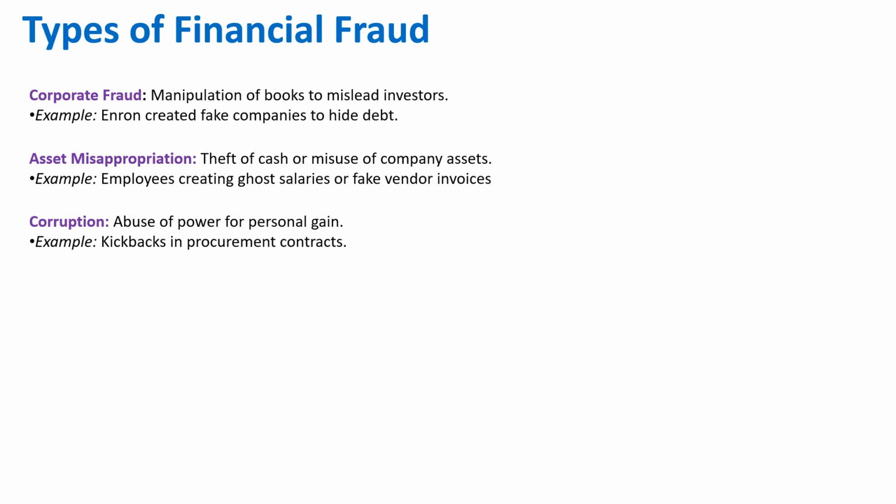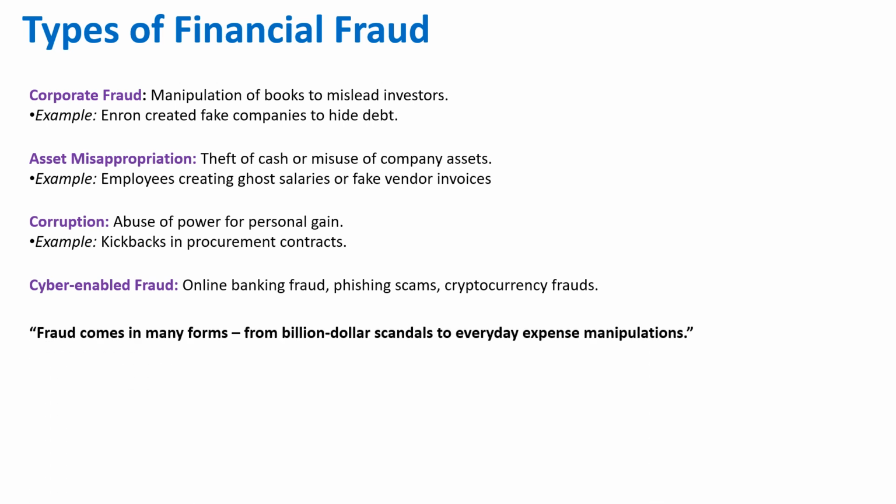Third one is corruption, abuse of power for personal gain, kickbacks in procurement contracts. As I explained, there could be cases that to get a contract, you get extra money so that you treat them as L1 vendor and you give a contract to them. Very commonly seen in most of the companies. Next one is cyber enabled fraud: online banking fraud, phishing scams, cryptocurrency frauds, right? So fraud comes in many forms, from billion-dollar scandals to everyday expense manipulation. And this is not an exhaustive list. There could be different types of frauds, but broadly, these are the four categories where frauds can be classified.